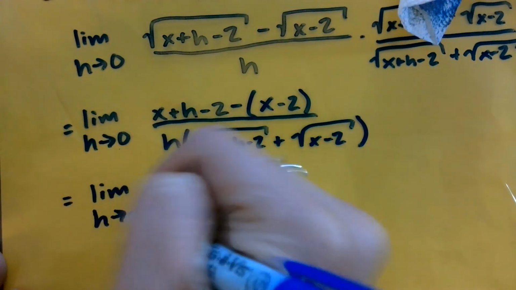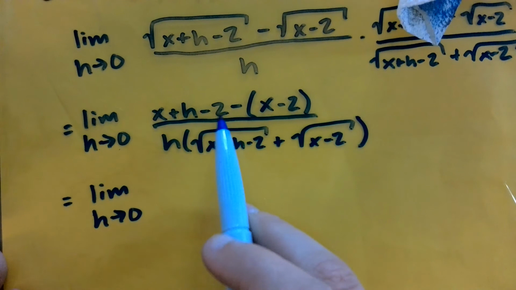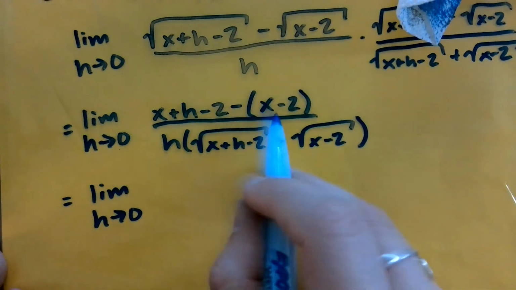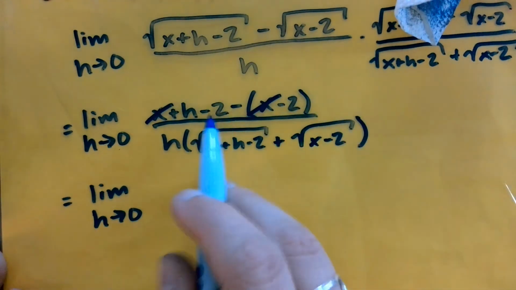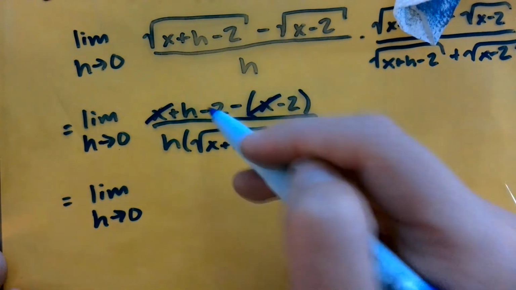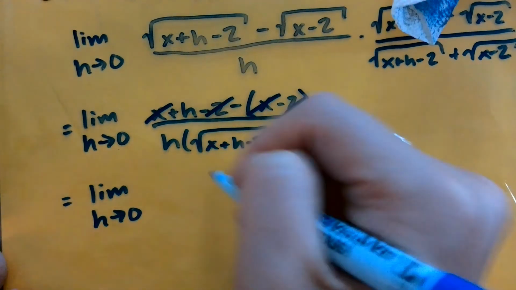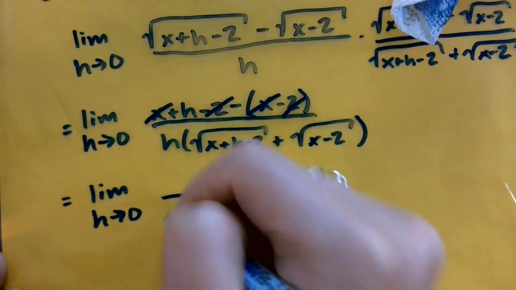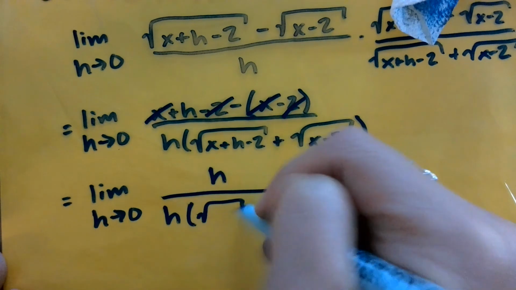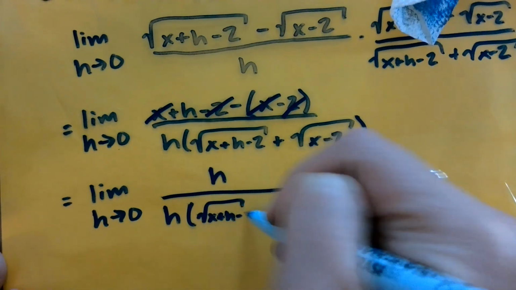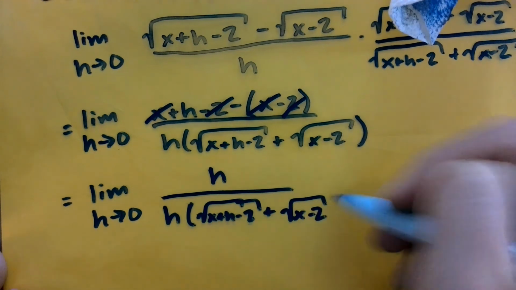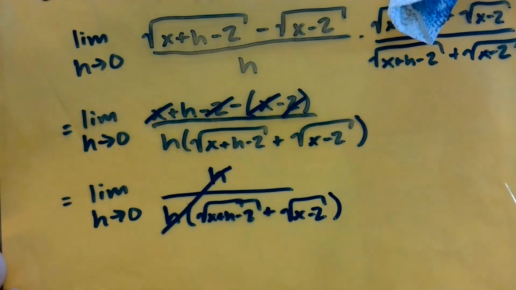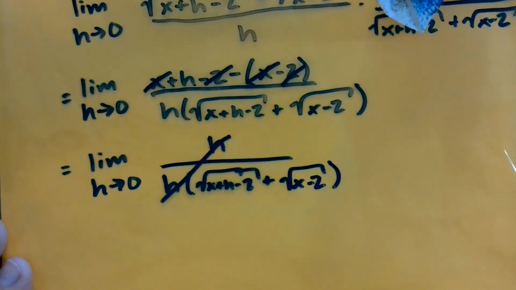So now hopefully we can see some things in the numerator that are going to cancel. When I distribute that negative, I'll have an x and then a negative x, so I'm going to go ahead and cancel that. I'll have a negative 2 and then a positive 2, so those will cancel. I'm left with, in the numerator, an h, which is good news. Because now I can finally cancel my h's, which allows me to find the limit.